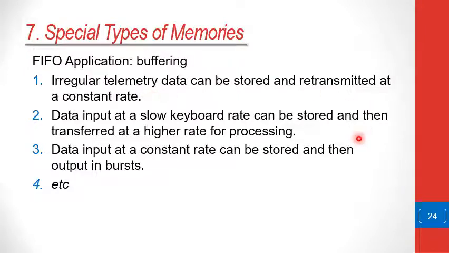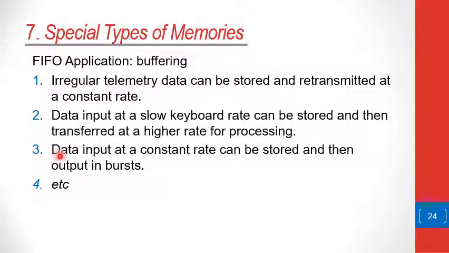Another example is when 2 systems that are communicating to each other have different data rates. For instance, if the keyboard on the computer is much slower than the processor, then what would happen is that the keys that have been typed on the keyboard will be stored into a buffer, and then finally when the buffer is full, they will be processed at a much higher rate, as opposed to the processor having to wait for each and every key as it's processing.